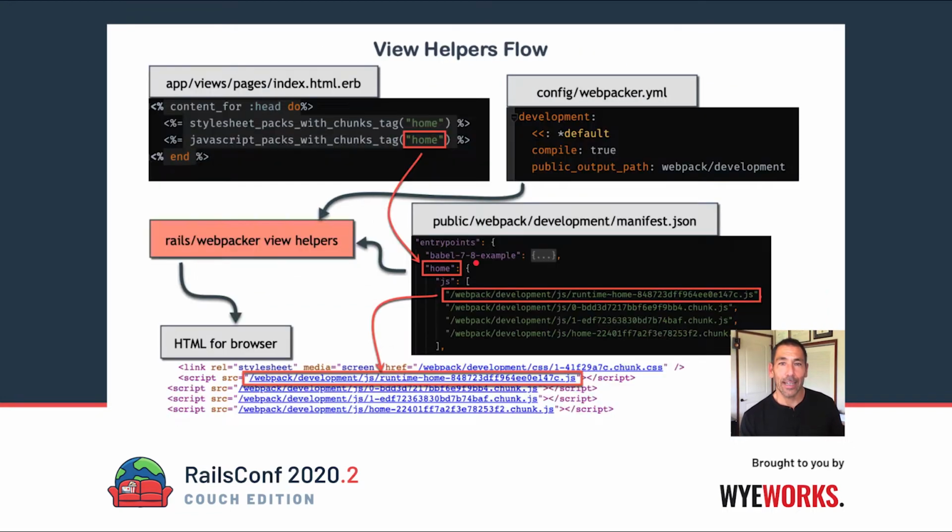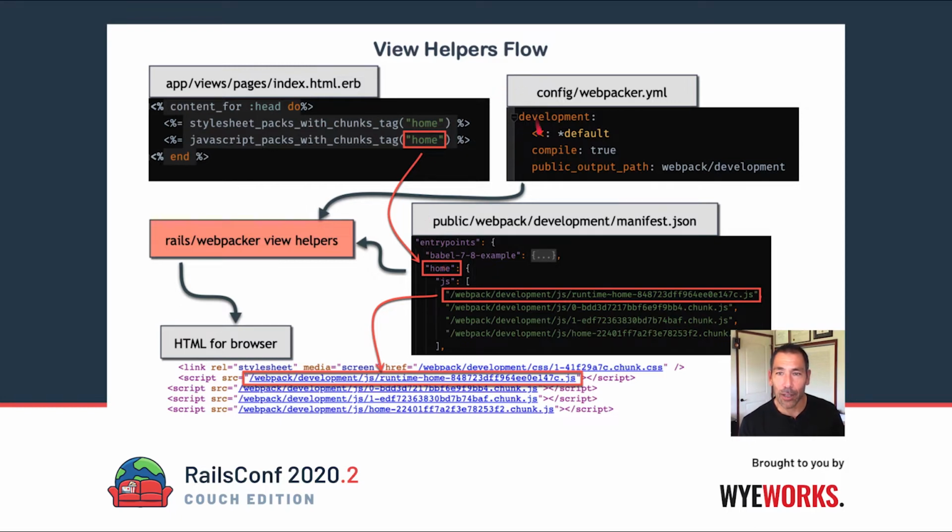So let's take a look at this in more detail. On our view, our index HTML ERB, we're going to use the Rails Webpacker helper stylesheet_pack_tag with chunks, and it's going to have a string in there that's home. Now that home corresponds to our file that's over in our packs directory. And that's what makes up this entry point here, home. And so in the public Webpack development manifest JSON, which is produced by Webpack, it's going to have an entry there for home.